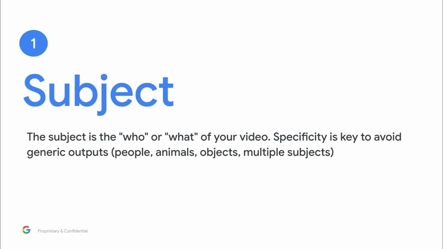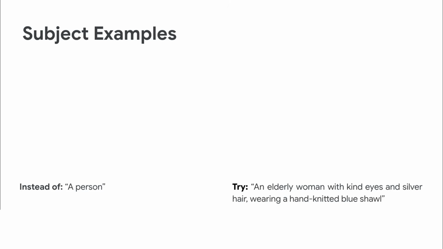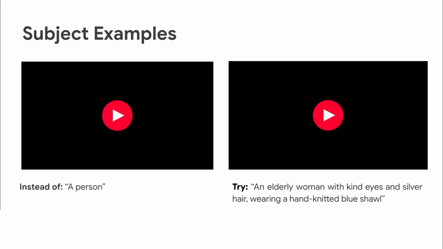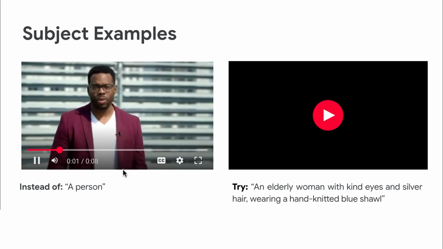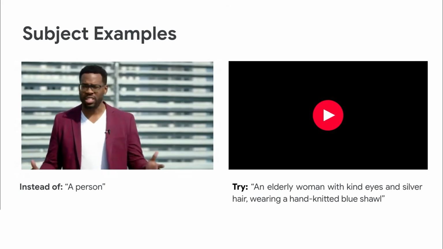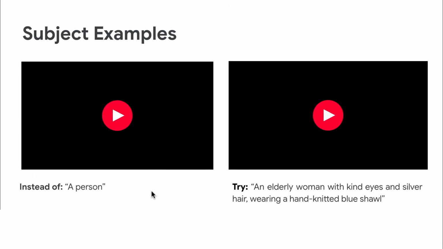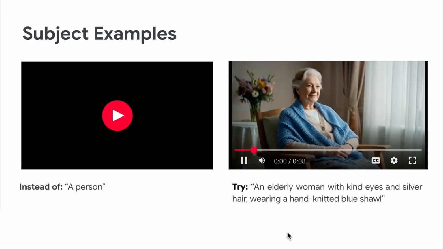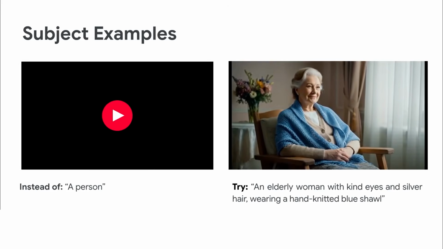If we break that down, we'll look at subject. Subject is who or what is happening in your video, and specificity is really important here. Here are a couple of examples where a very generic prompt was given and then a more detailed prompt was given. With the person, you get a person, really no details about what's happening. This could be very random. When you get into more detail about the subject you want, the model is going to execute that to a T.